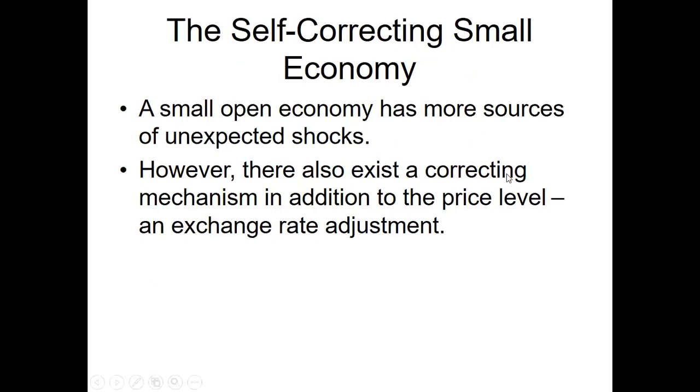Then, for a self-correcting small economy, it has more sources of unexpected shocks. However, there is a correcting mechanism in addition to the price level. We can adjust the exchange rates in order to help correct and protect a small open economy from such sources. As discussed, an open economy is where we can see globalization in trade and also at a worldwide scale or level when it comes to exchanges of financial assets or investments.